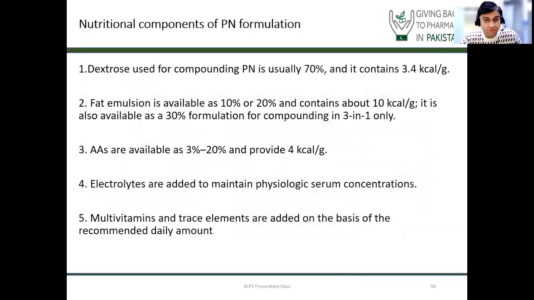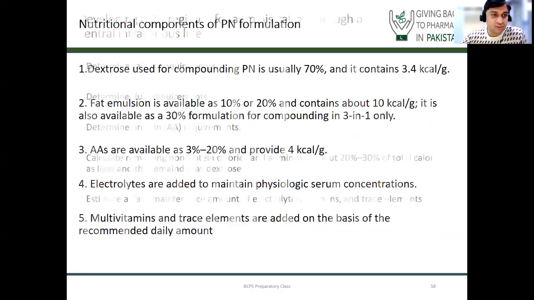What are the nutritional components? 3 major components, which are macronutrients: dextrose, amino acids, and lipid emulsions. Dextrose gives 3.4 kilocalories per gram, fat gives 10 kilocalories per gram, and amino acids give 4 kilocalories per gram. Electrolytes are added to maintain the physiological serum concentrations, along with multivitamins and trace elements. These are the major components.